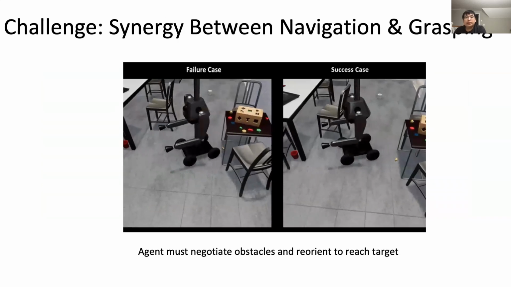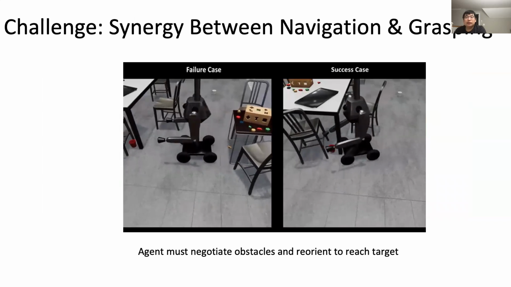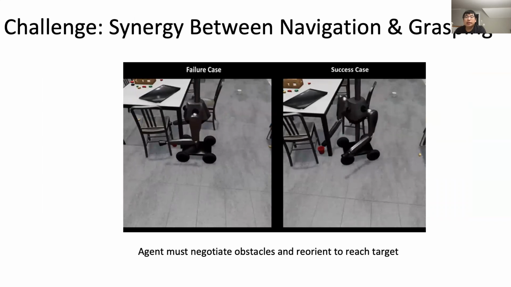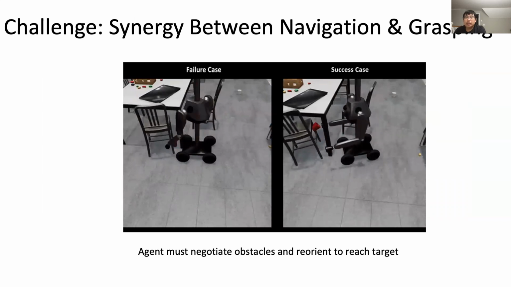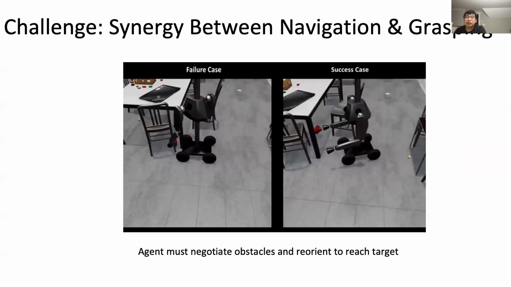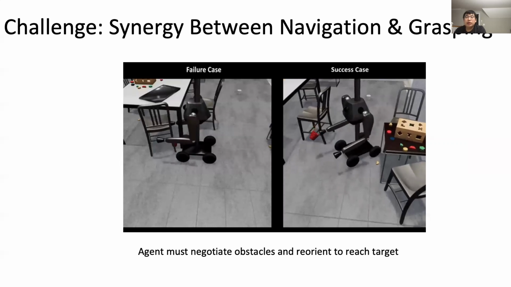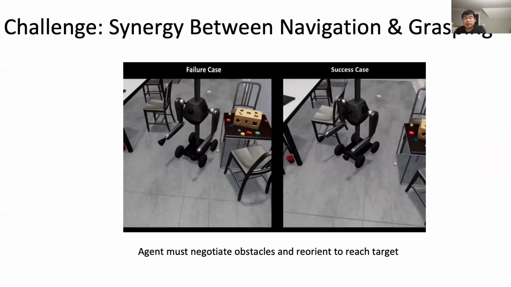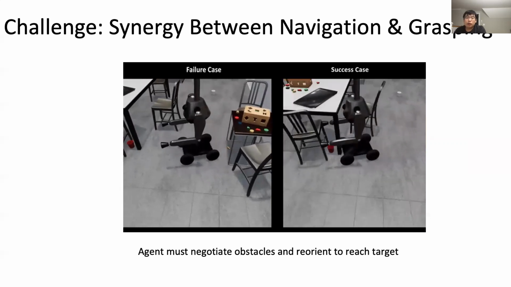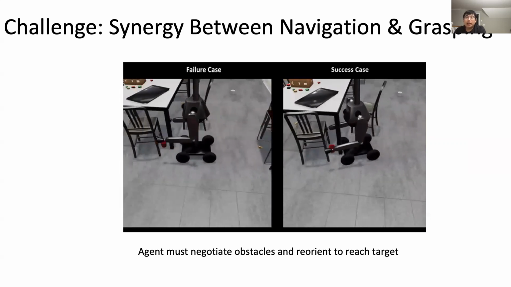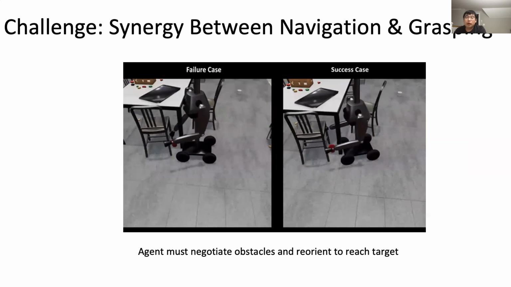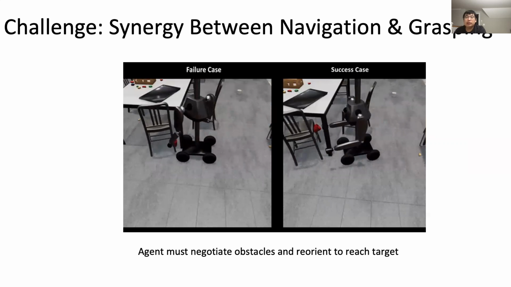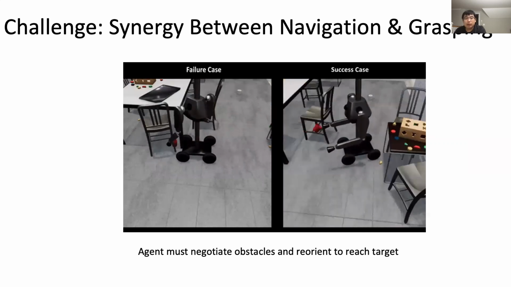And we believe this long-horizon task in the physically realistic environment poses several unique challenges for embodied agents that go beyond the traditional semantic operation. So the new challenges include the synergy between navigation and interaction. The agent cannot move to a graspable object if this object is not in the egocentric view, or if the direct path is obstructed, for example, occluded by a table in the example.